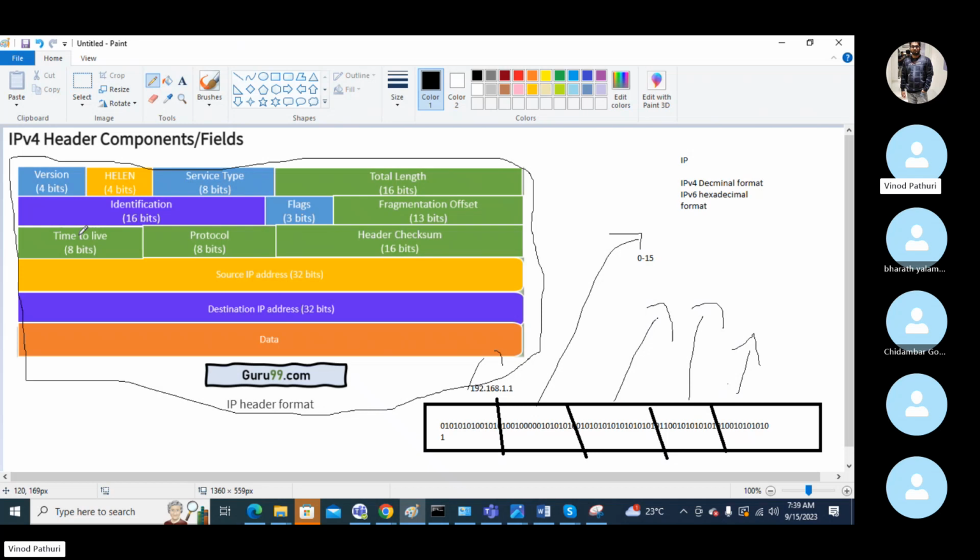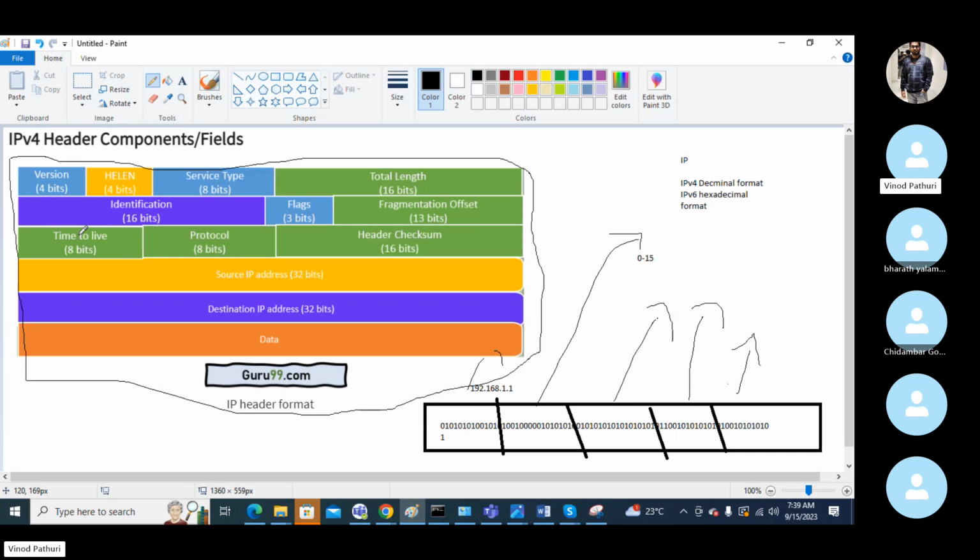And the next one is flags. These are called the IP flags, and there are a total of 3 bits. The first bit is always 0. The second bit is called DF. DF means don't fragment, meaning the packet should not be fragmented, so there is no need to divide the packet into multiple parts. And the third is called MF, more fragments.